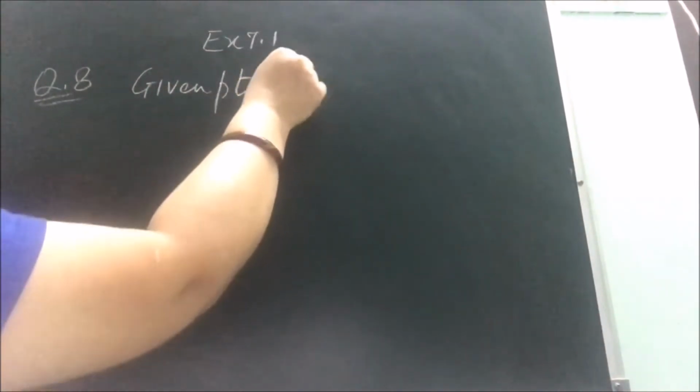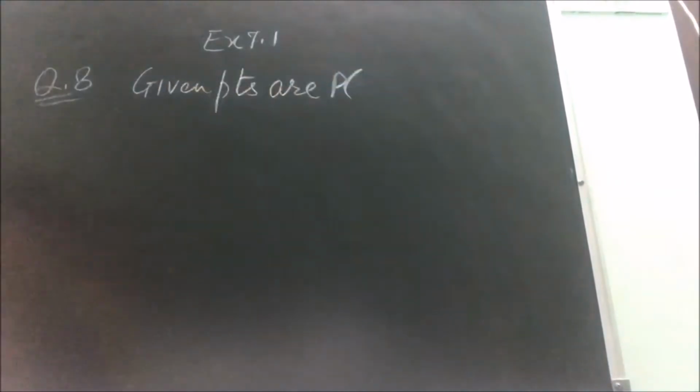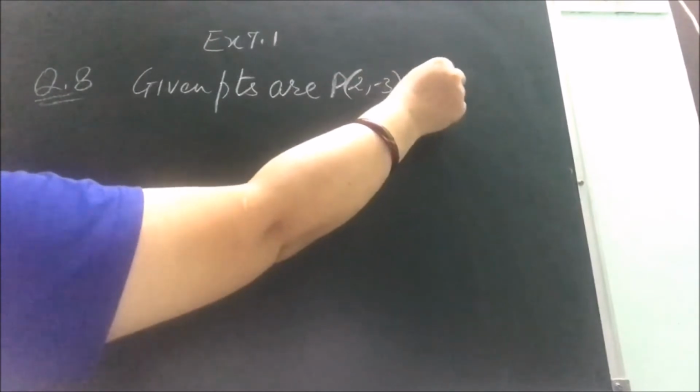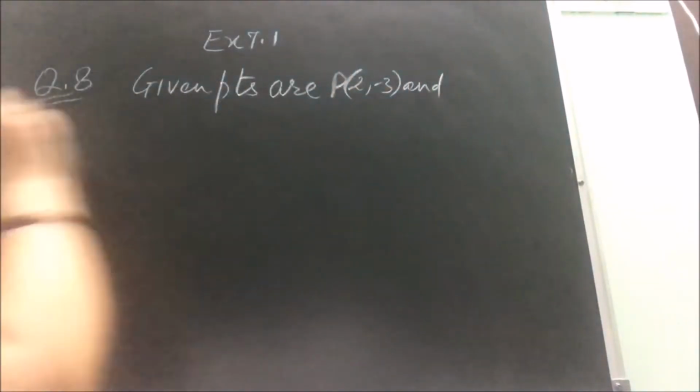Good day children, today we will do question number 8 of exercise 7.1. Find the values of y for which the distance between the points P and Q is 10 units. That means the distance between the 2 points is given to us. Given points are P (2, -3) and Q (10, y).